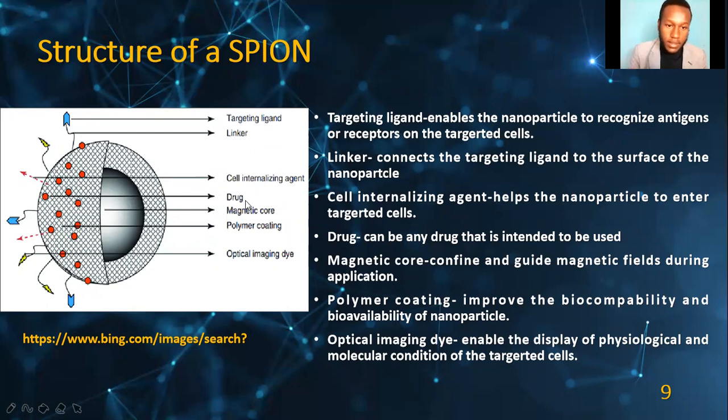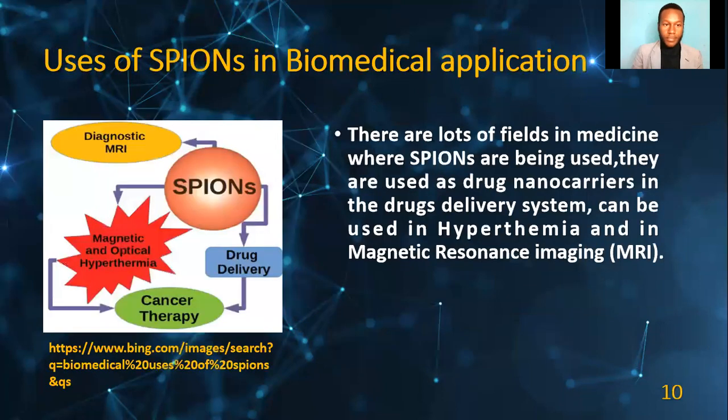Each and every nanoparticle is designed to carry or deliver a drug for some biomedical application. The drug can be any drug that is intended to be used. A magnetic core confines and guides the magnetic field during application. A fully designed SPION must also have a polymer coating, which improves biocompatibility and bioavailability of the nanoparticles. And lastly, it must have an optical imaging dye, which enables the display of physiological and molecular conditions of the targeted cell.